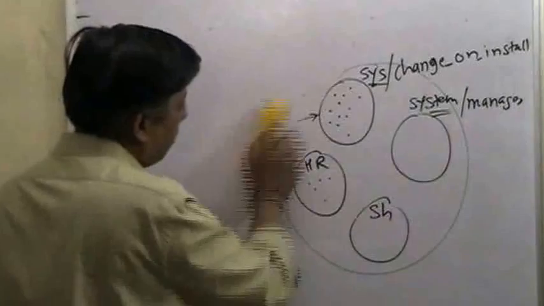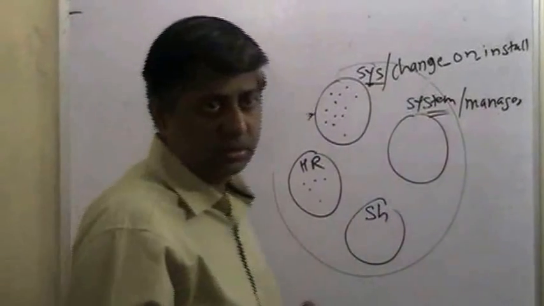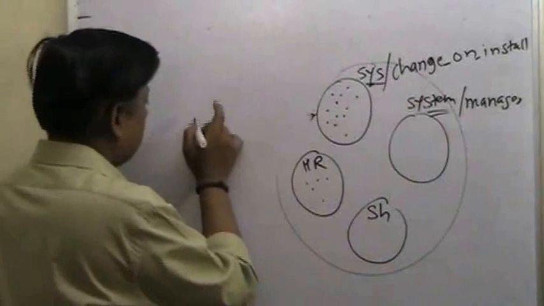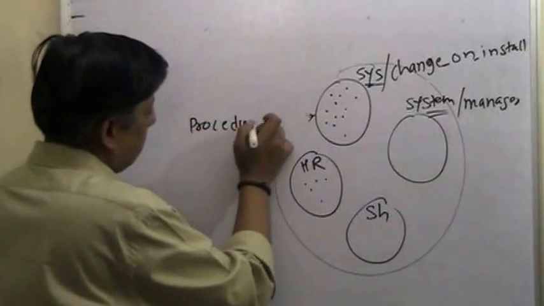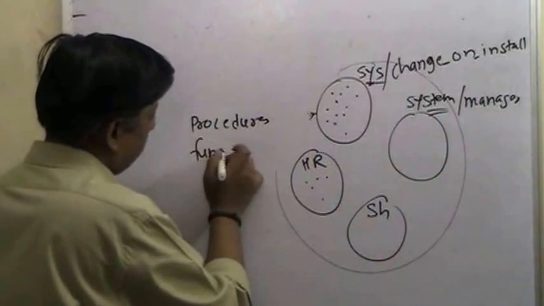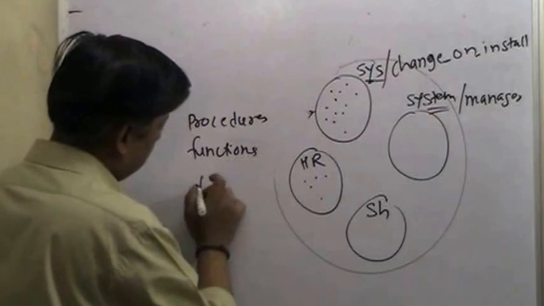database procedures, functions, and triggers. Those are the three things that I had described: procedures, functions, and triggers.